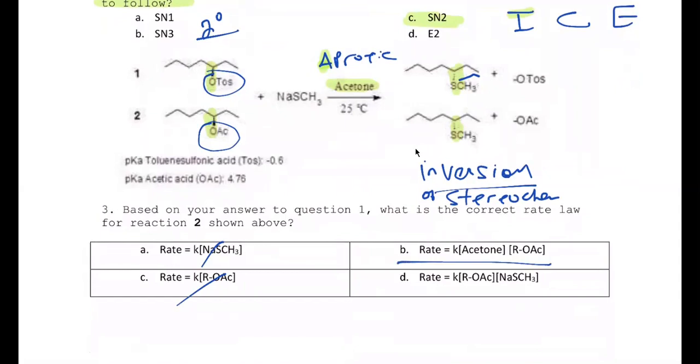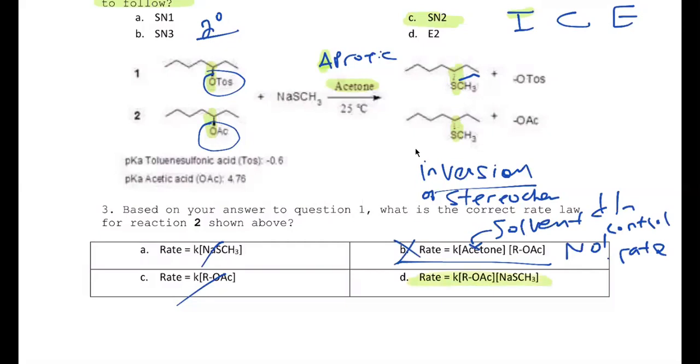Why is it not B? Because the solvent's not part of the rate law. So the solvent does not control the rate. So that's out. So the right rate law is here: k times the concentration of the substrate times the concentration of the nucleophile.